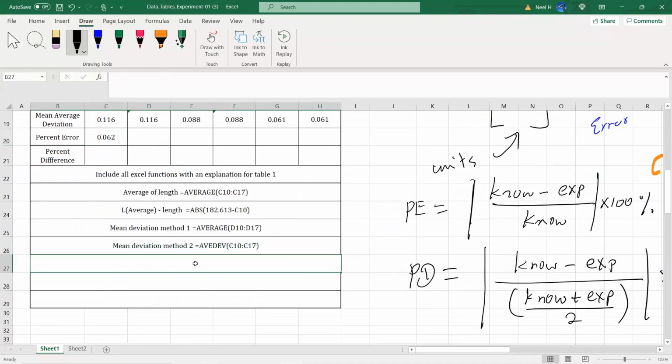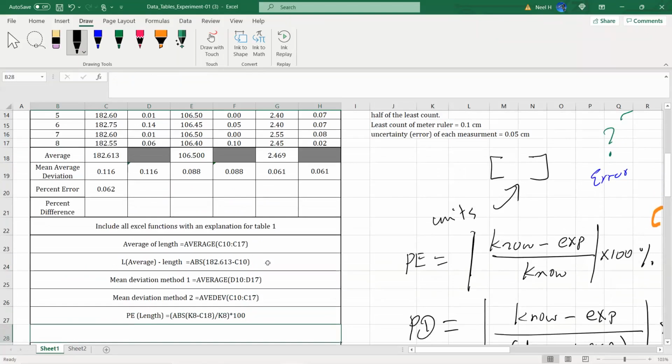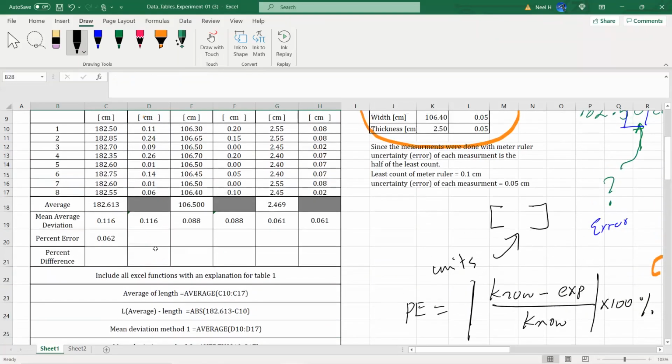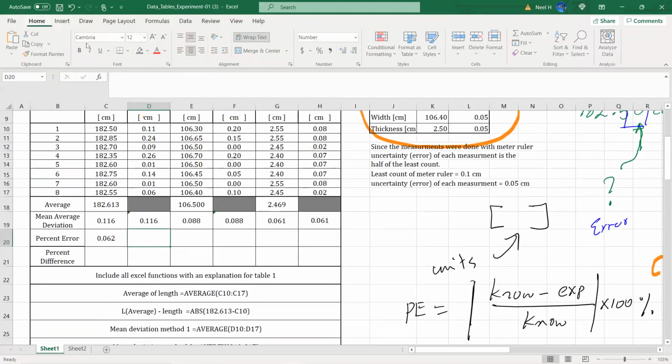Let's add that function here. It's going to be percentage error for length, but it is actually the same for the other. I'm going to add only one of them, okay? Then you can do the same, nothing much to do here. There's nothing much to calculate for the mean deviation, okay? Which means these cells should be empty again.